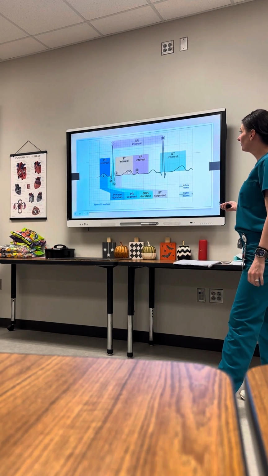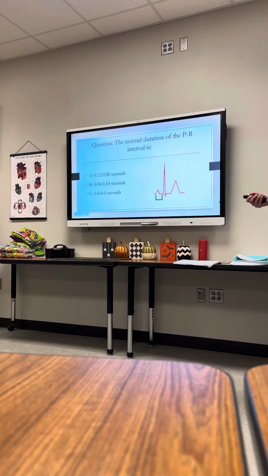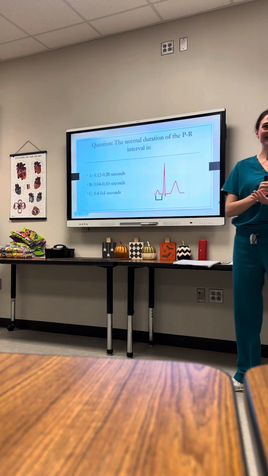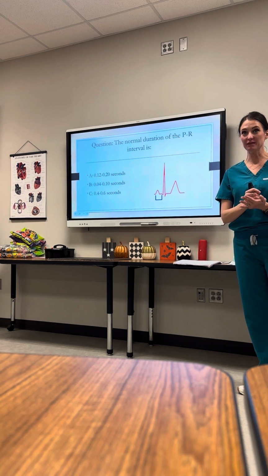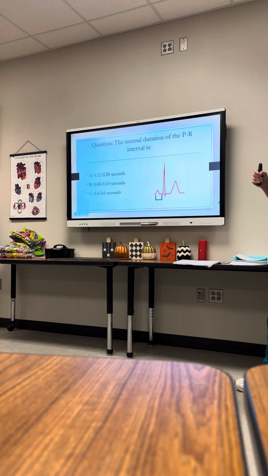Okay, are we ready? Here we go. First question. The normal duration of a PR interval is. I'm seeing a lot of right answers. Makes me happy. Very good. A. 0.12 to 0.20 seconds is a normal duration for a PR interval.